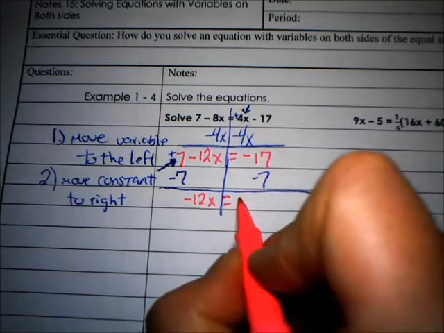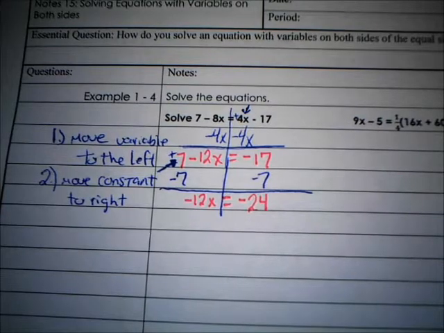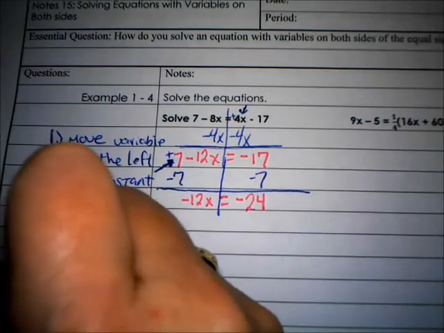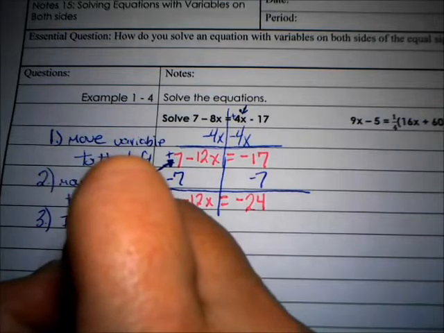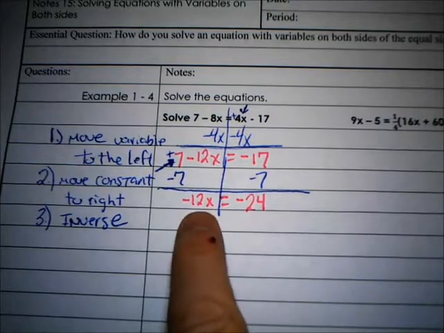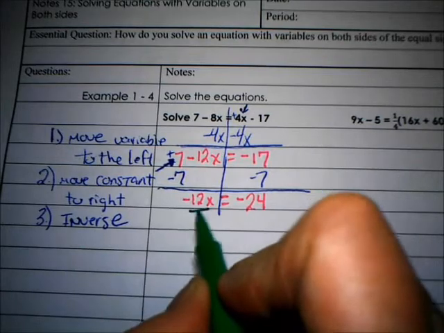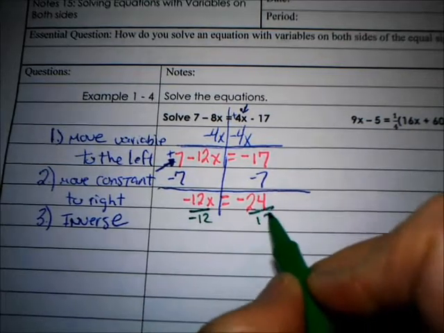And then the last step is to do the inverse. Whatever operation is actually taking place, you need to do the inverse. Since this is a multiplication, because the number and the letter are together, that means my inverse is to divide by negative 12. And that'll give me x equals negative 2 as an answer.